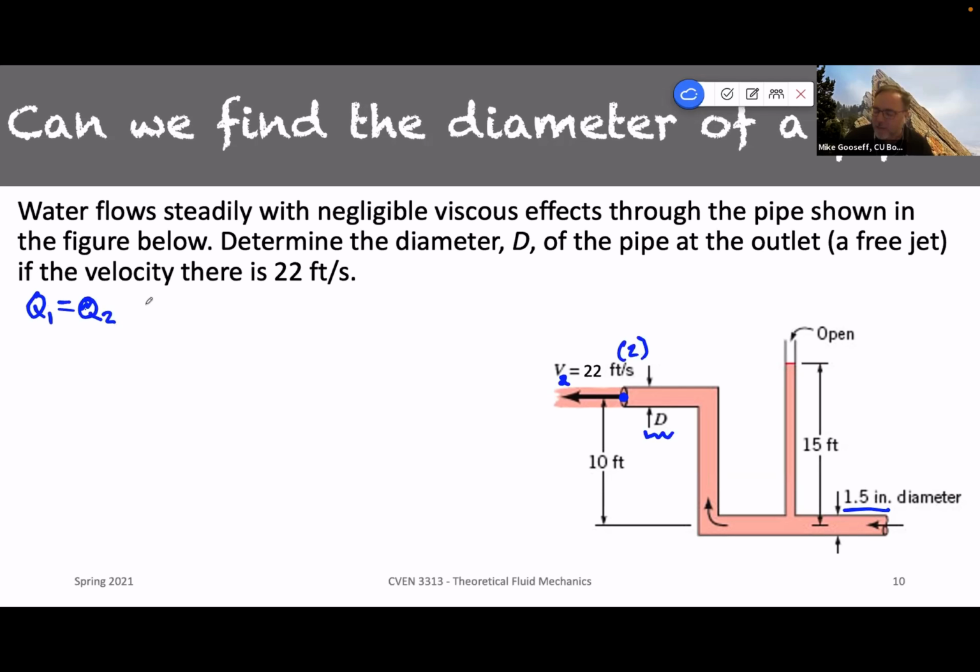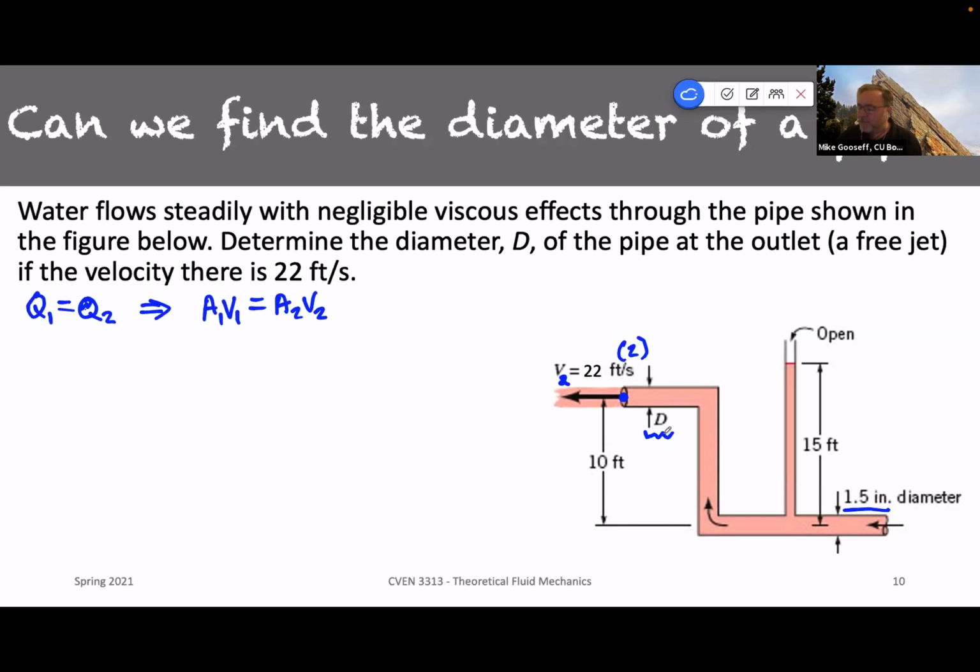And therefore, we can say that A1 V1 is equal to A2 V2, and we're given V2. If we can find a way to figure out A2 or even V1 for that matter, we still don't need the area. We ultimately need the diameter, right? So we'll have to go back through our geometry to figure out the diameter.